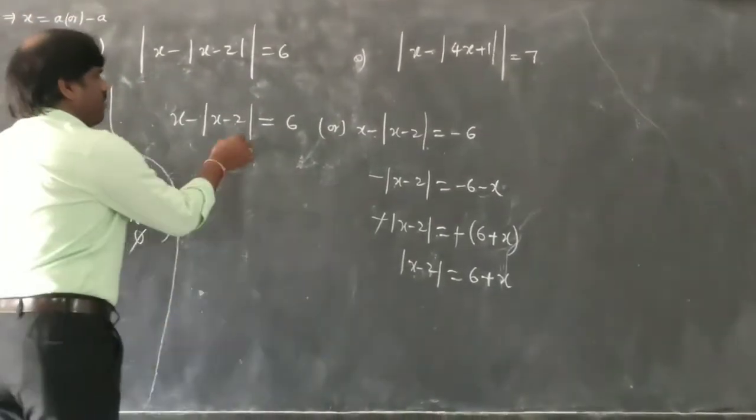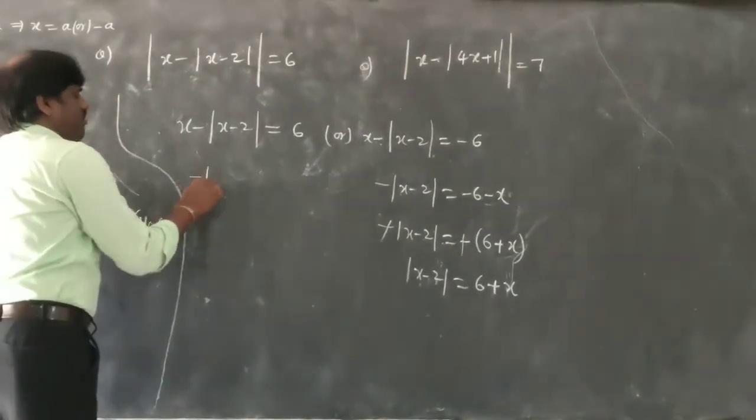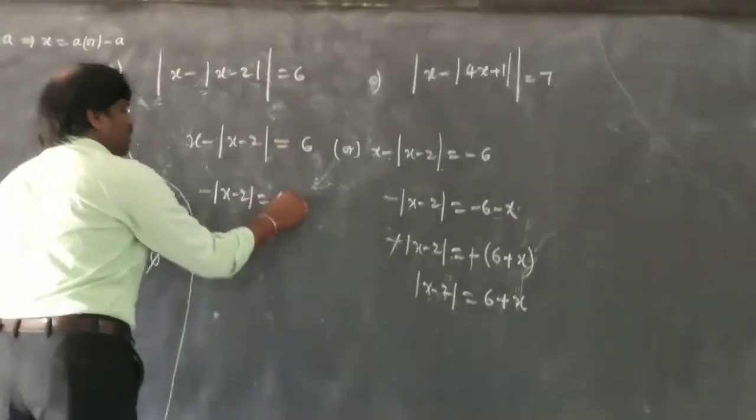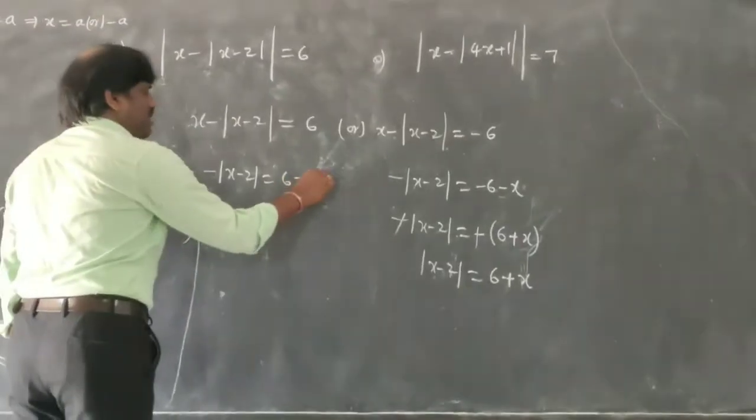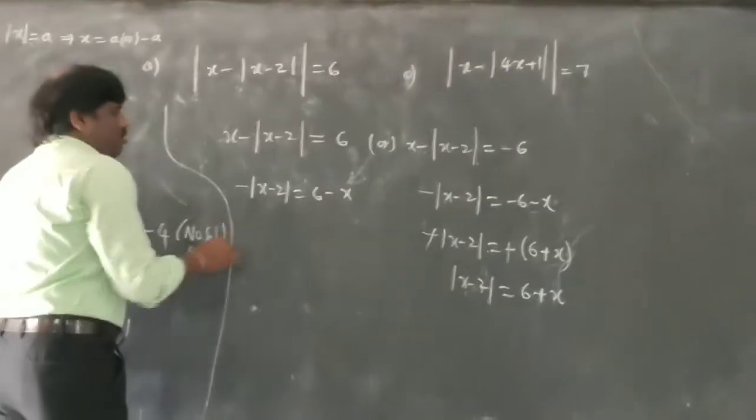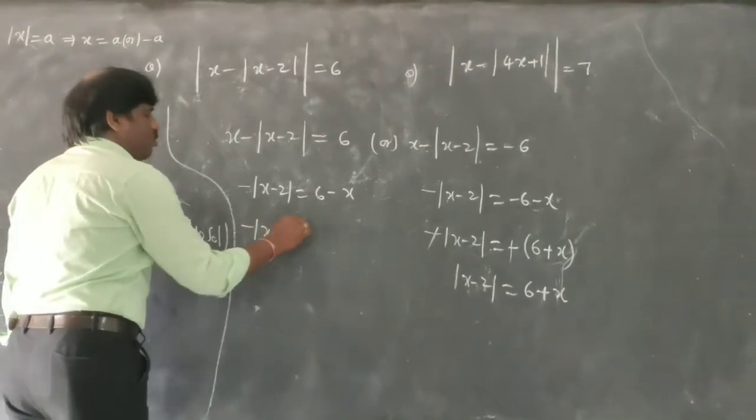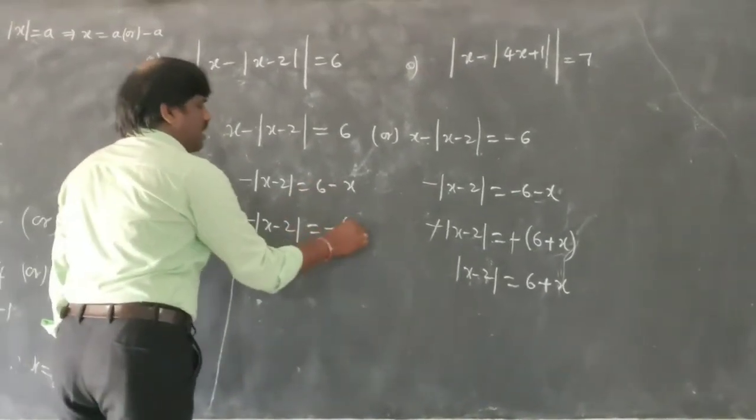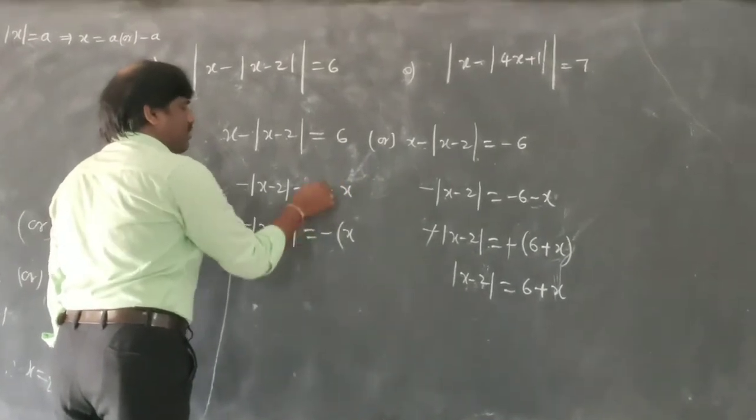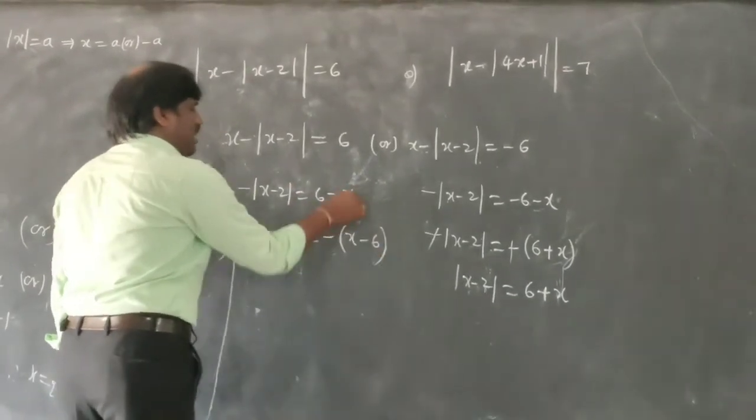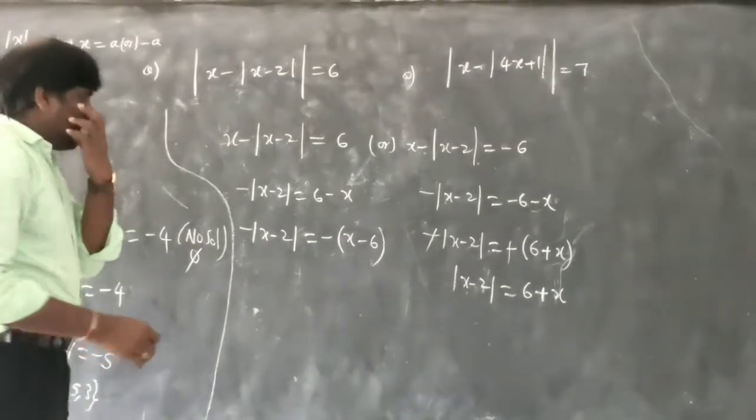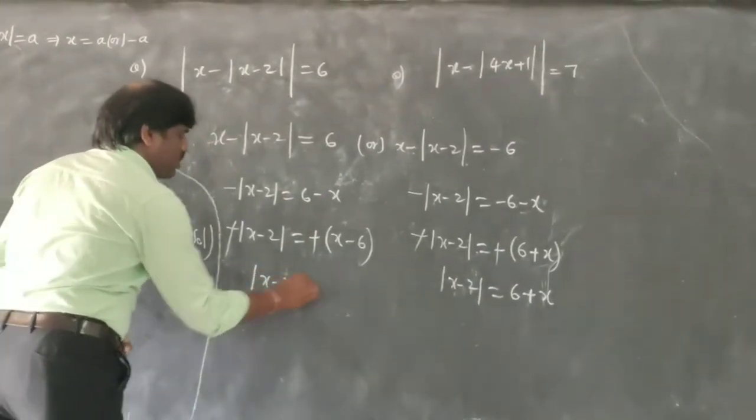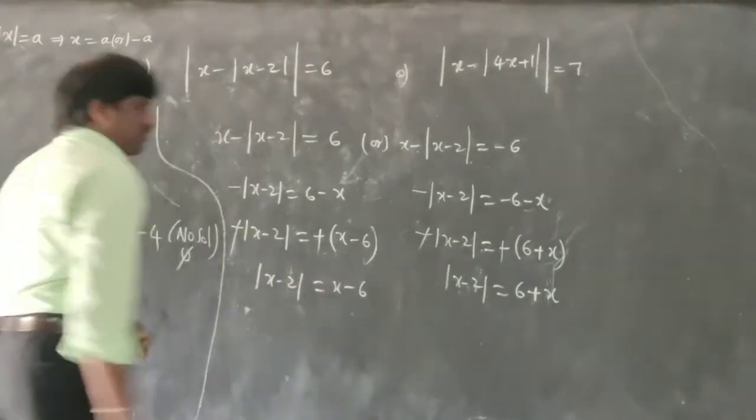Now the same way here we do here. x minus mod of x minus 2 is equal to 6. I send this plus x this side, that is minus x. So mod of x minus 2 is equal to, take the minus common. So I get x, this becomes positive, this becomes negative when I take the minus common. And this minus minus gets cancelled. Mod of x minus 2 is equal to x minus 6.